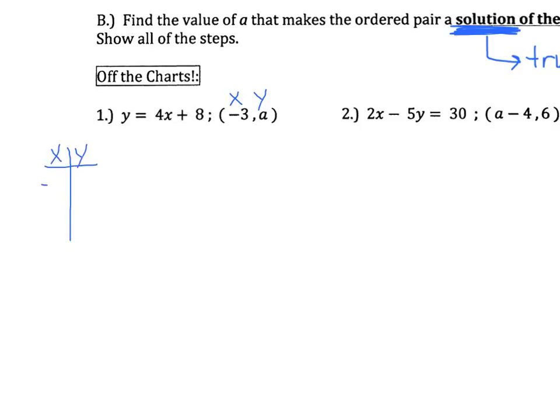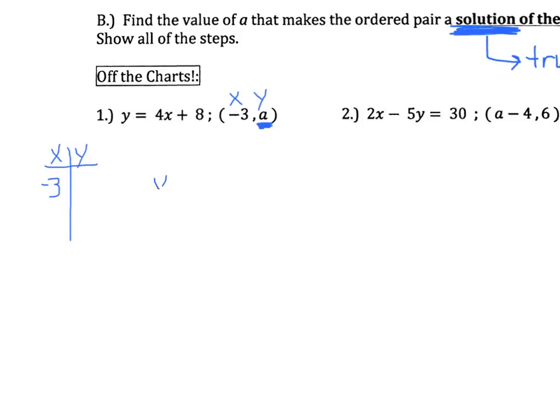And we're plugging -3 in for x. And we're trying to find out what in the world y would equal. We're trying to find y. Alright, here we go. We've been doing this now a couple days. We're going to take the -3 and it's going in for x.